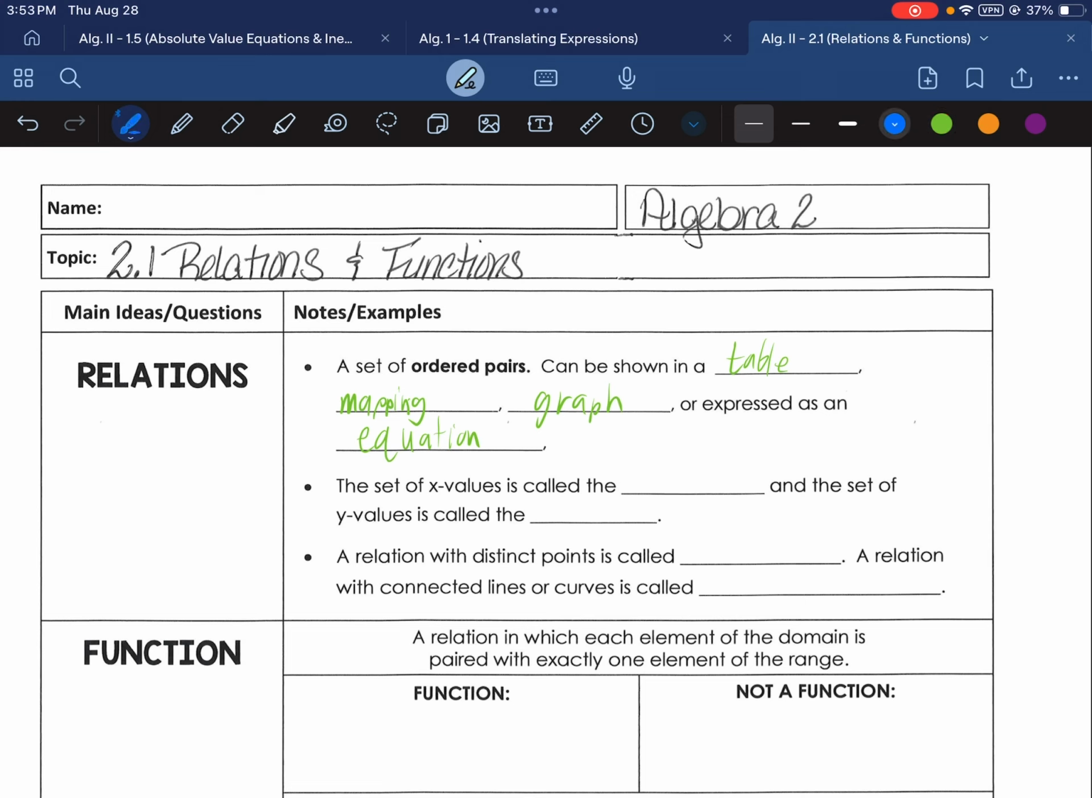The set of x values is called the domain, and the set of y values is called the range. A relation with distinct points is called discrete, and if those points are connected and it has connected lines or curves, it's then called continuous.